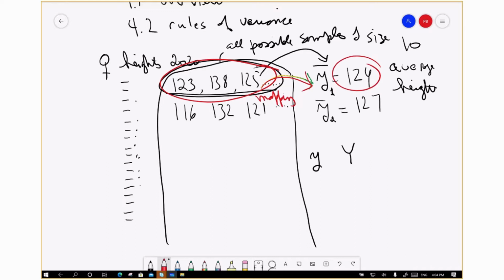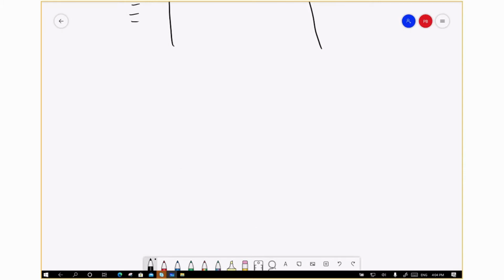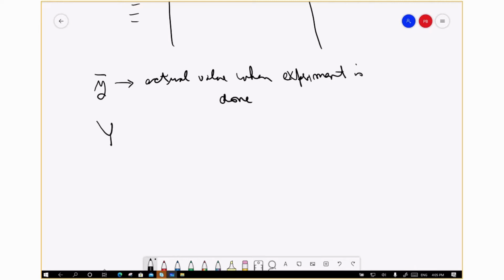But we can also think of the random variable as being the set of all possible outcomes that might have been obtained. So with that in mind, it's helpful to think about the distinction between y bar, when we actually do the experiment, select our 10 individuals, and calculate their heights. So the actual value when the experiment is done, and contrast that to capital Y bar, which is a set of all possible outcomes.